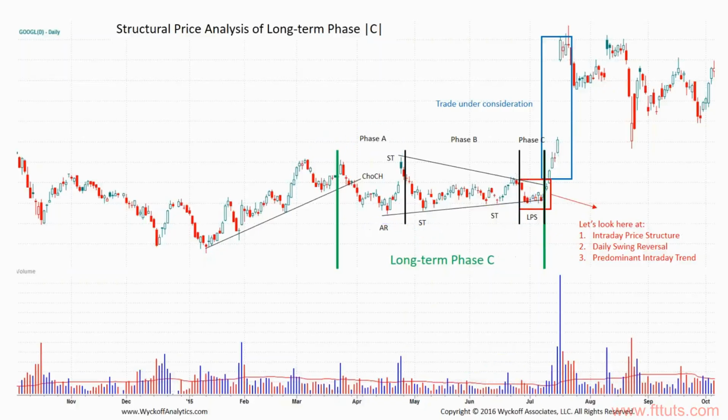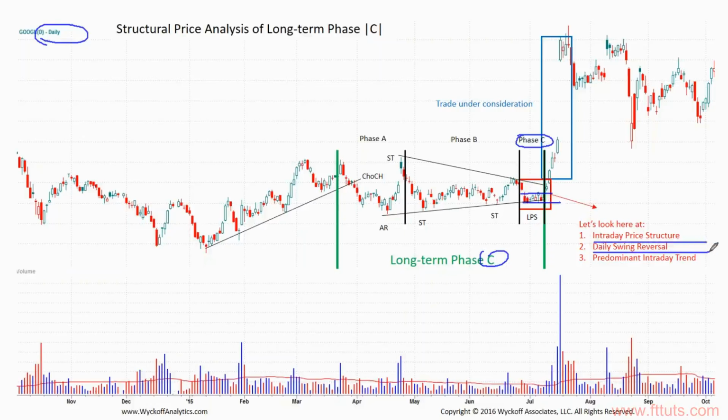So what we want to do next, now that we are at the daily, now that we are at this phase C, we're looking at phase C again, and we want to look, there is another trading range right here. So we can't really see it on the daily, so we'll go to the intraday. We want to understand the intraday price structure.